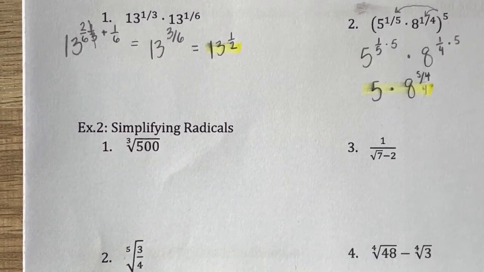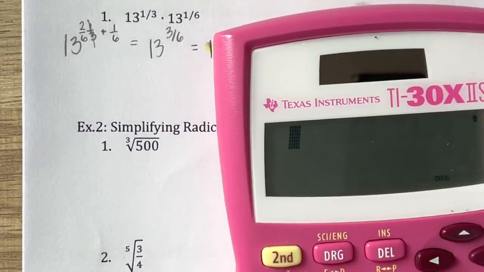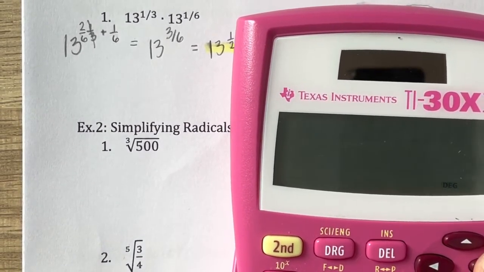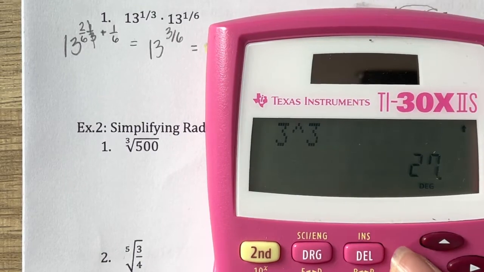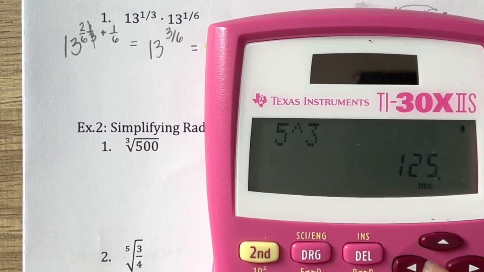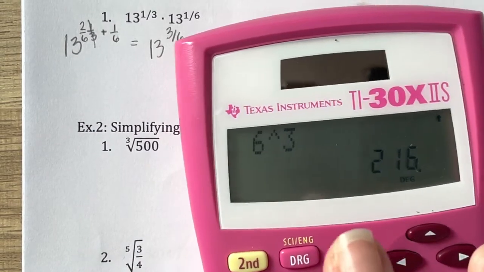If you're not sure, as we go through this section, you're going to become more familiar with certain numbers, like perfect cubes and perfect fourths, kind of like you did with perfect squares, the 4, 9, 16, 25, all those. We'll start familiarizing ourselves with perfect cubes, but we can just go through and figure some of them out. So 2 cubed is 8, 3 cubed is 27, 4 cubed is 64, 5 cubed is 125, that one will pop up a lot, 6 cubed is 216. So start familiarizing yourself with those numbers.